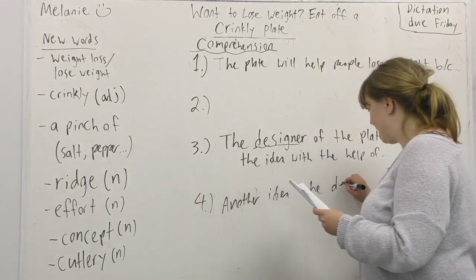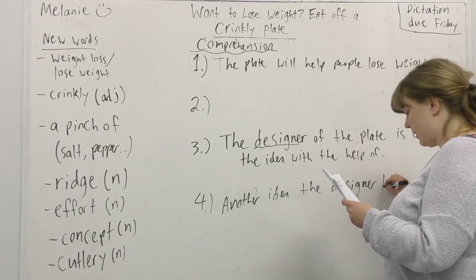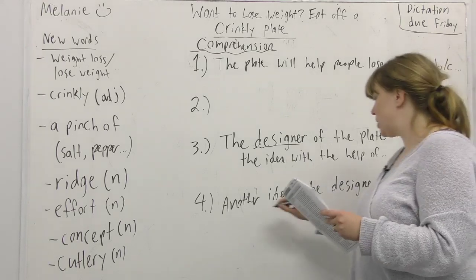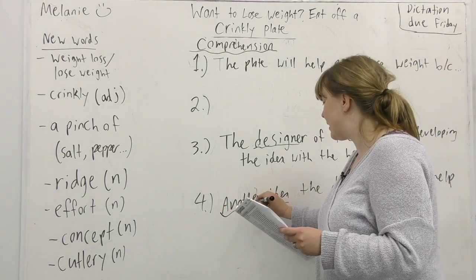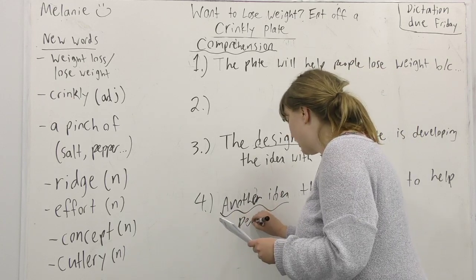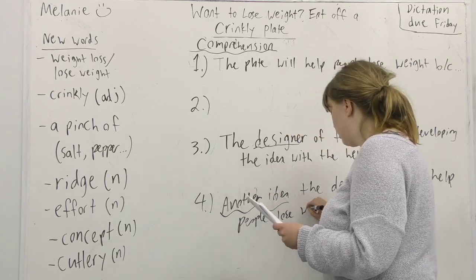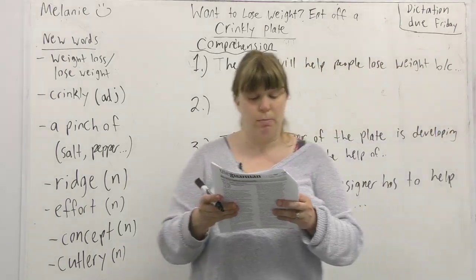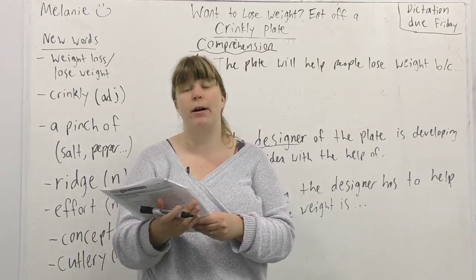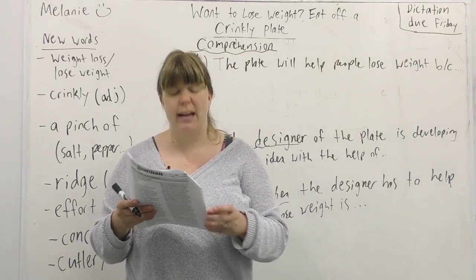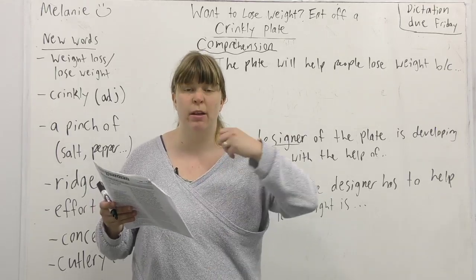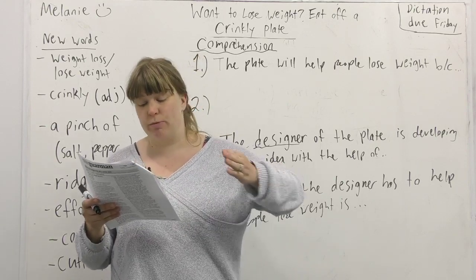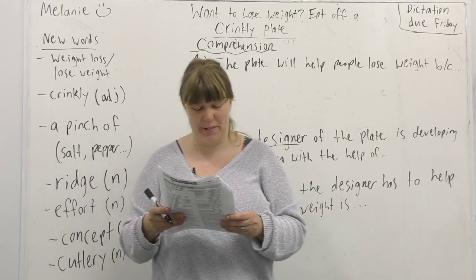The designer has to help people lose weight. So watch out for another idea. That's the key word: to help people lose weight. Lose weight is A, smaller glass plates that show you how much food you have left. B, cutlery that slows down the speed at which you eat. Or C, plates with ridges that make eating very stressful.